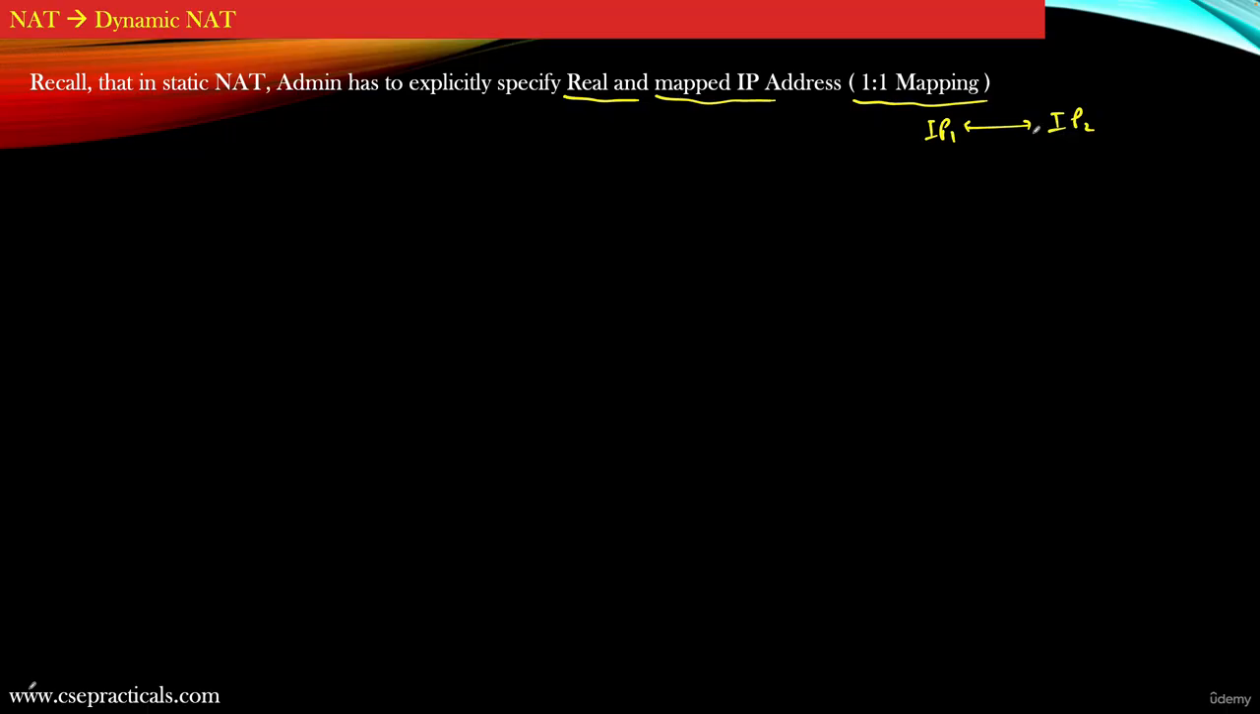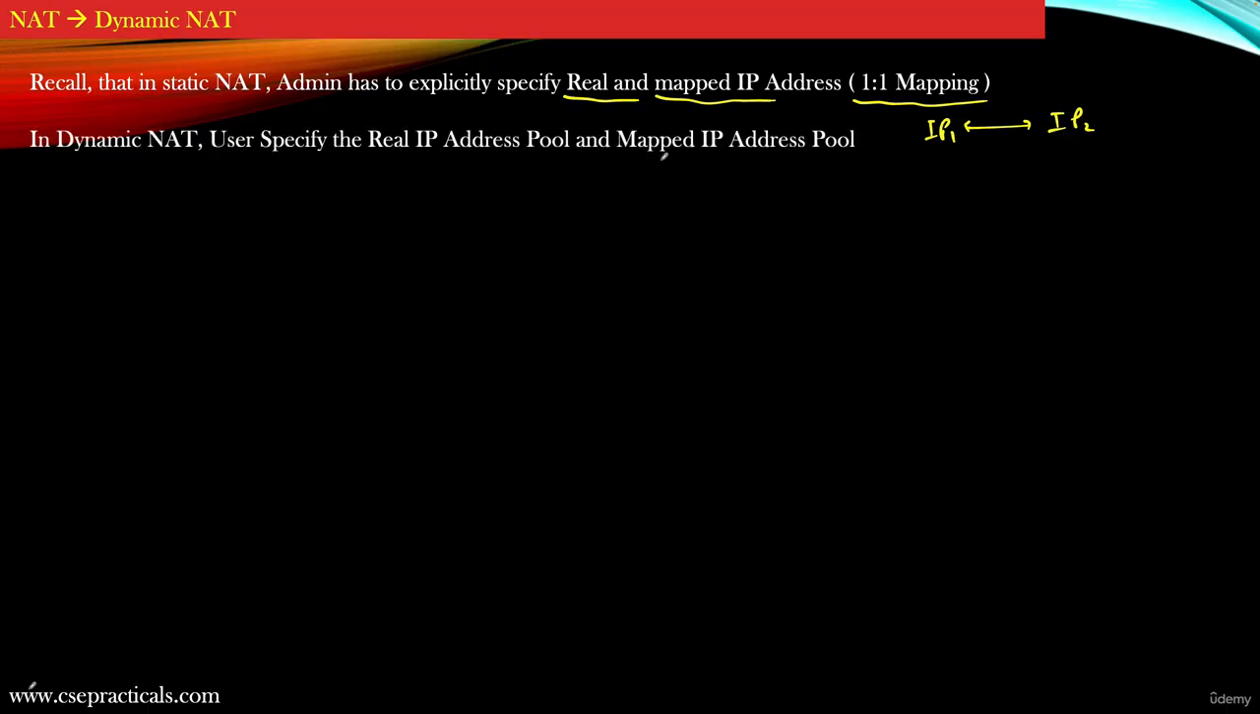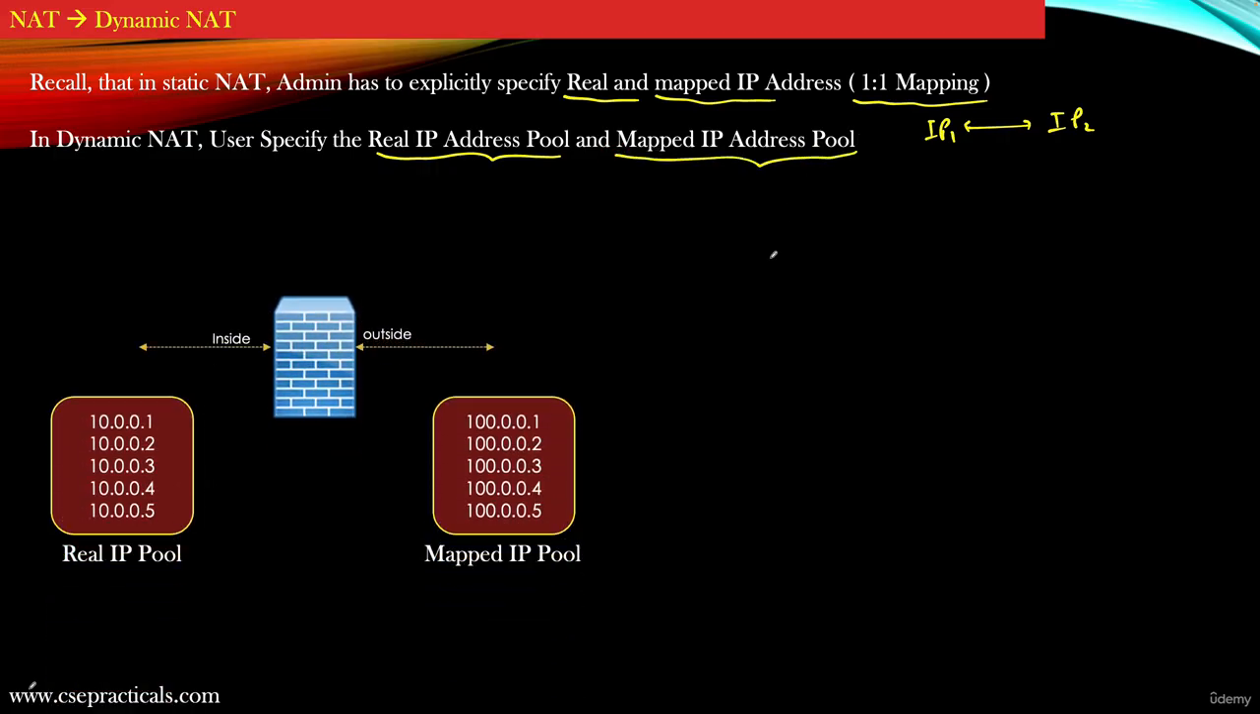All right. In dynamic NAT, the situation is slightly different. Users specify the real IP address pool and mapped IP address pool. So you can see in this diagram, in dynamic NAT, the user has to configure a set of IP addresses, which is referred to as the real IP address pool. And in this pool, we configure a set of private IP addresses.